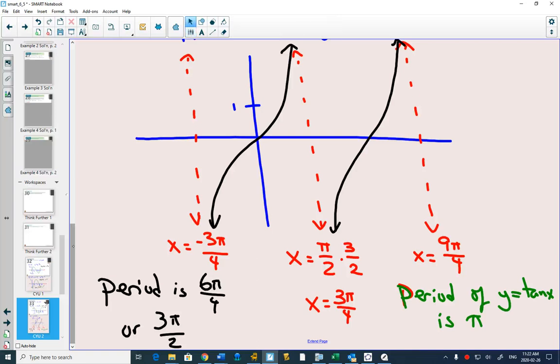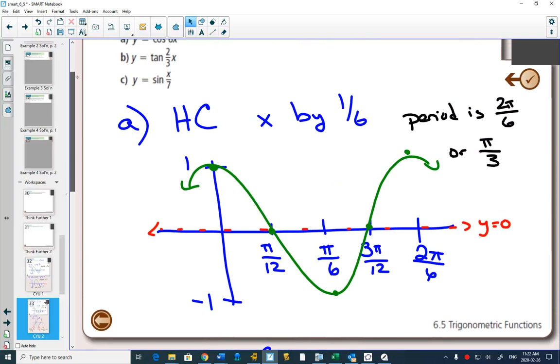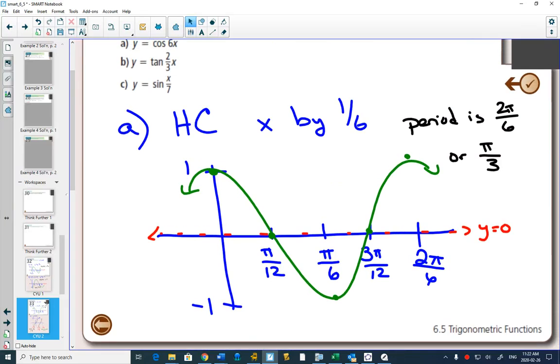If you look at your first question, the period of a regular cos graph is 2 pi. You've compressed it by 1/6. Does it make sense that your new period is 2 pi over 6?